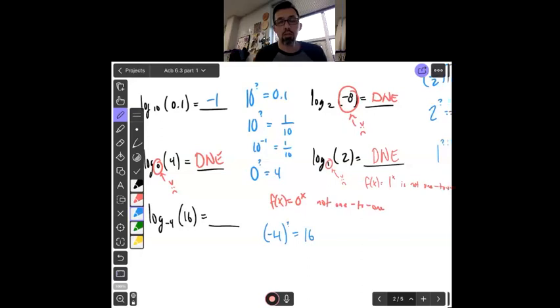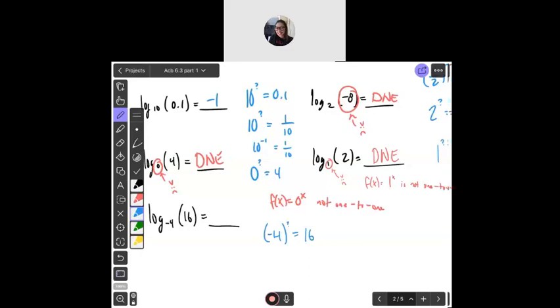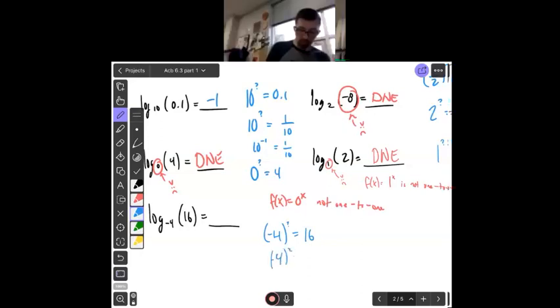So -4 to the what power is 16? Just 2, right? So it works, right? -4 squared is 16. So we can maybe think that this would work, but it actually doesn't. There are very few numbers that I could have plugged in that would actually give me answers. Like if I plugged in 4, log base -4 of 4, there's no answer for that.